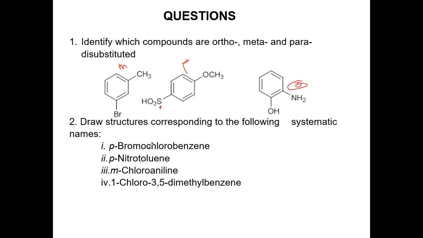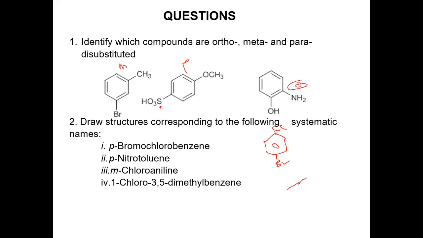Now we are supposed to draw these structures quickly. Let me draw them here. Para bromo chloro. So I always draw my parent, that's the benzene ring. Good. Then they said para. That means 1,4 position. So bromine will be here, and chlorine can be here. I've changed the name. So chlorine can be here, bromine can be here. Very simple.